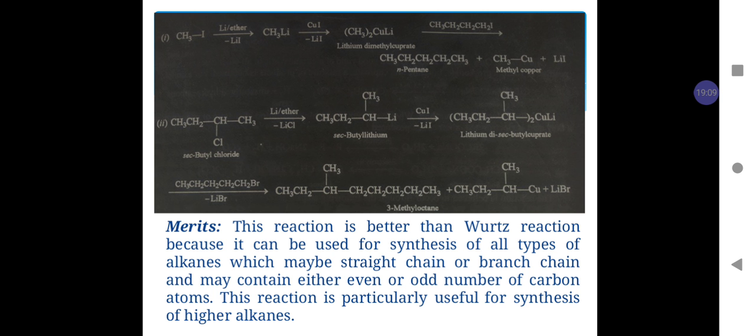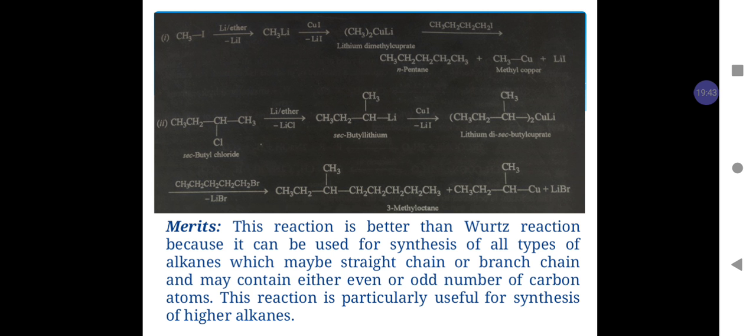So now we will treat this compound with an alkyl halide having 4 carbon atoms, that is butyl iodide. This butyl iodide reacts with this lithium dimethyl cuprate to form n-pentane. In the second example, we convert secondary butyl chloride into 3-methyl octane.